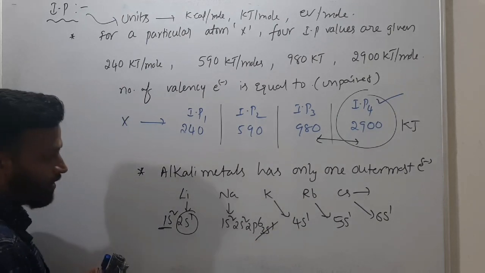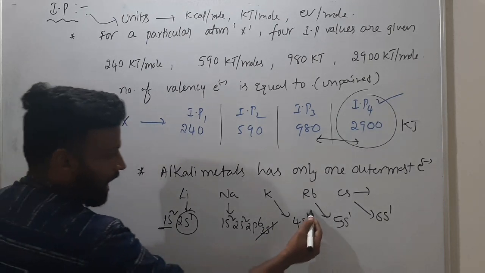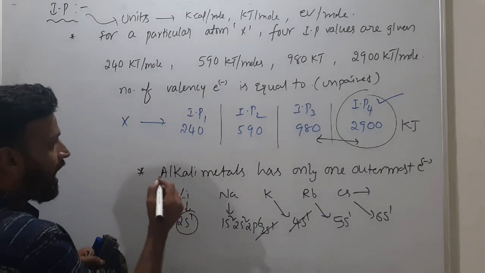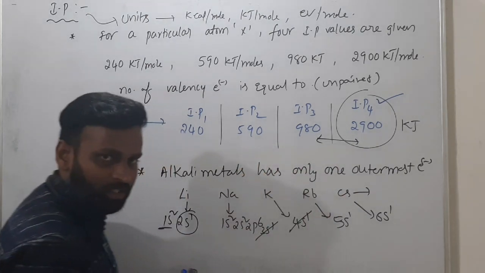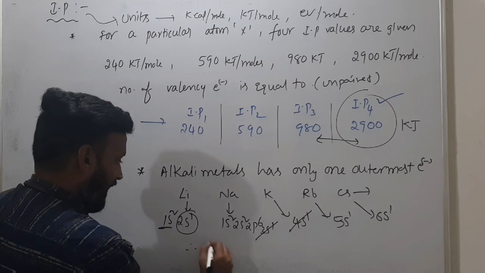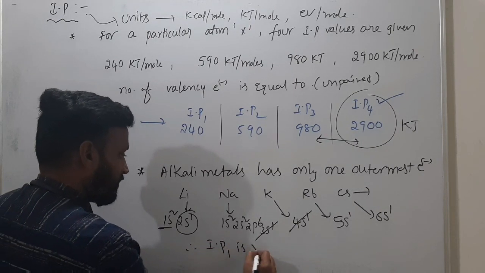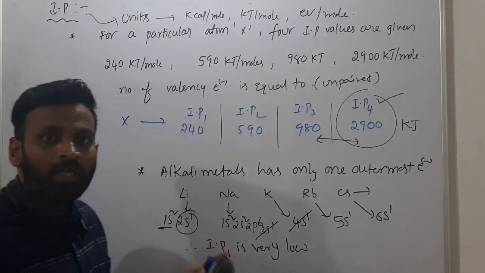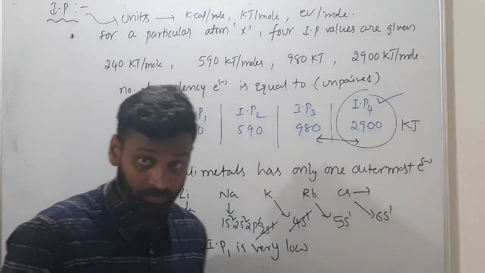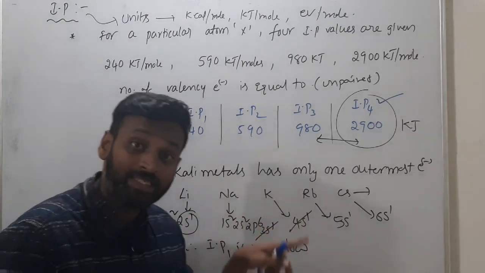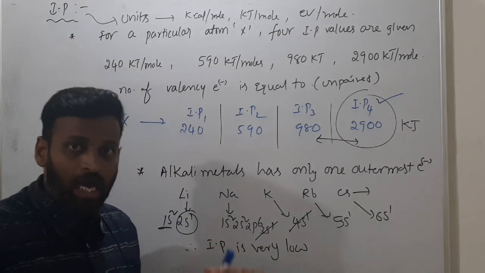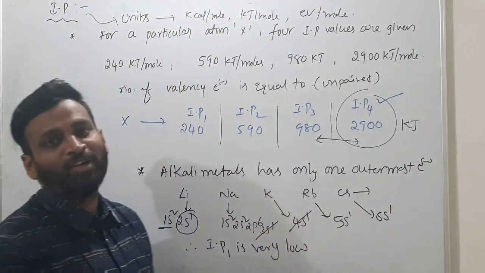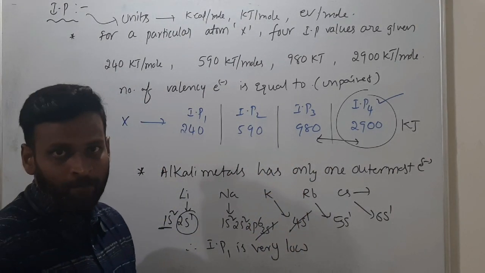After removal of one electron, neon configuration. After removal of one electron, argon configuration. That means alkali metal has only one ionization potential. Therefore, IP1 is very low, because one electron they can easily remove. Why one electron they can easily remove? Because after removal of one electron, they are getting stable electronic configurations.